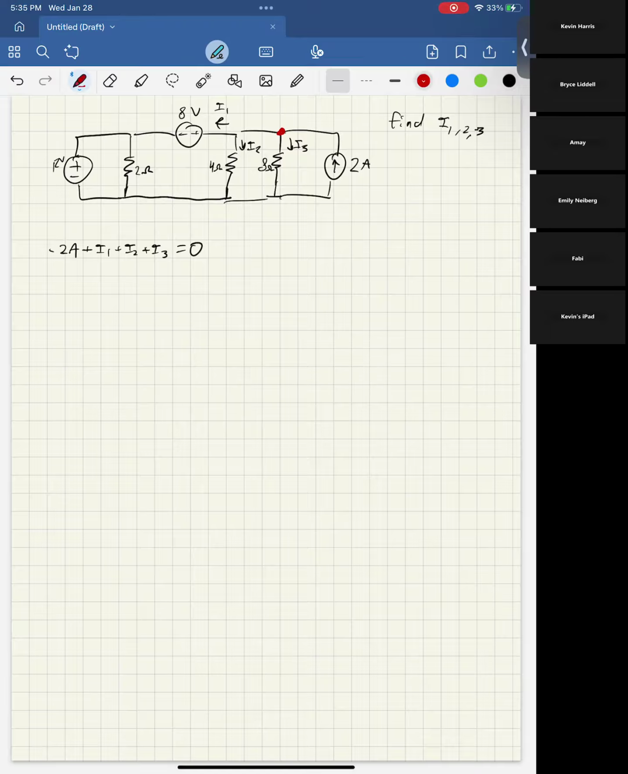So if we're doing this loop, remember, think about if the voltage drops or rises in the direction of current. If it rises, then you have a negative voltage. It's backwards, but get used to it. So here we have negative 12 volts and then negative 8 volts and then plus 4 ohms times I2. I'm not going to write ohms because that takes up space. So that's one we could do, right?